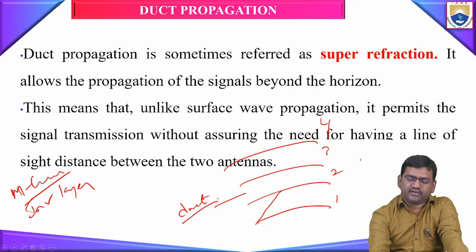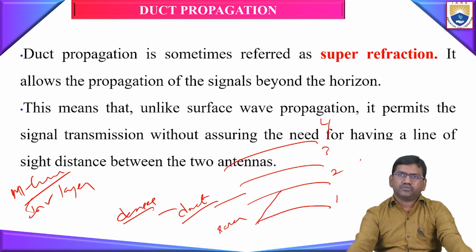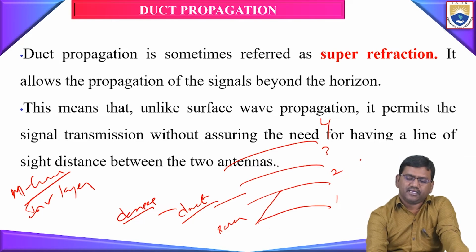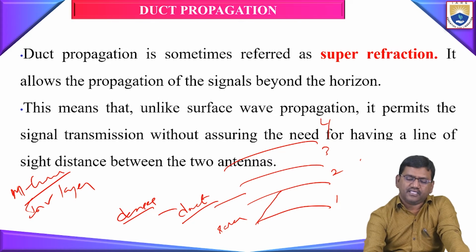That means the path is traveling from a rarer medium to a denser medium. The ray is traveling from 1 to 2, from a rarer medium to a denser medium. Here duct propagation is happening. A duct is formed in the second layer, and here the humidity will be very less. Refraction is going to take place from 1 to 2, when the ray is propagating from 1 to 2.